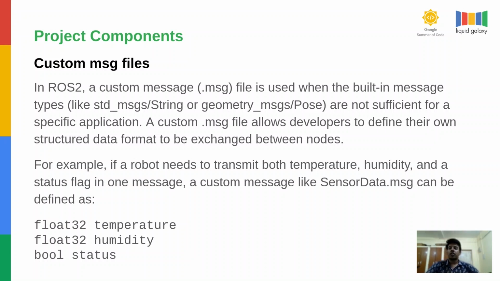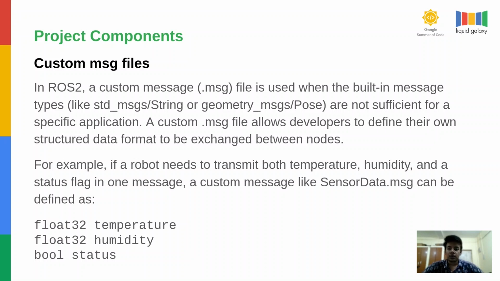For example, for a custom message file, we will try to understand what it means. In ROS2, a custom message file is used when the built-in messages are not sufficient. For example, if a robot needs to transmit temperature, humidity, and a status flag in one message, how do we do it? Here comes the implementation of a custom message. In the same way, our custom message sends two equivalent length arrays, which are box and algo.